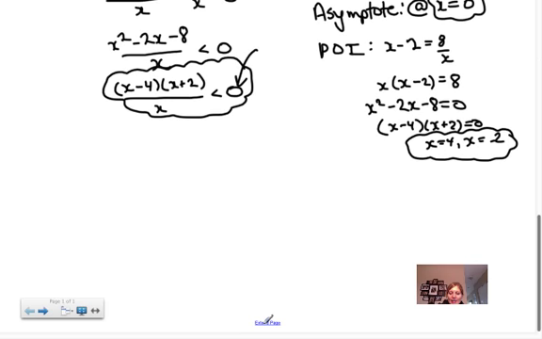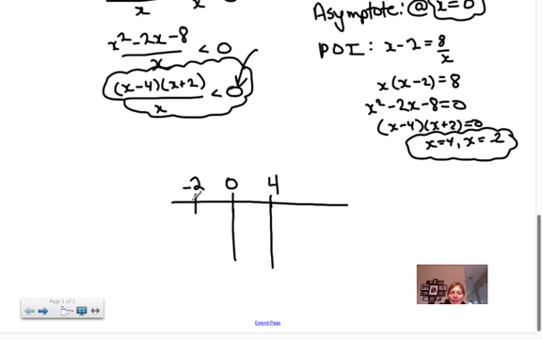All right, so let's just extend the page here. And now we're going to set up a table. And this is just like polynomial functions. In the table, we're going to put the asymptotes and the points of intersection in the order that they occur going from left to right. So I'm going to put in my negative 2, I'm going to put in my 0, and I'm going to put in my 4. All right?